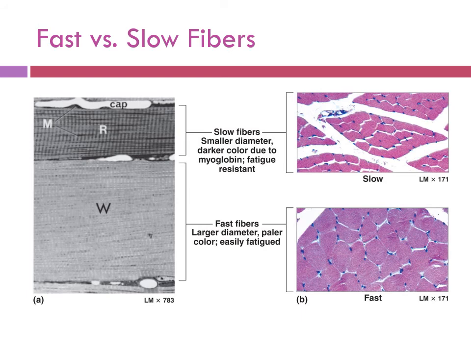If we look at fast fibers versus slow fibers, here you can see the slow fibers have a smaller diameter, they're darker in color because they have that myoglobin, and they're more fatigue resistant. The fast fibers, which are shown down at the bottom here, are lighter in color, they are larger, and they're more easily fatigued.